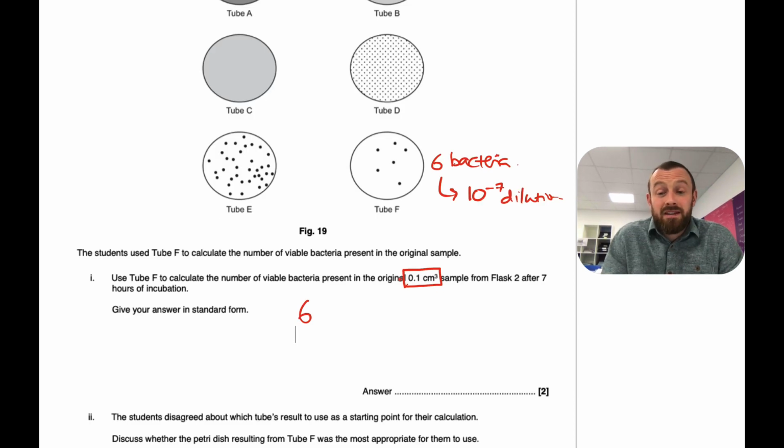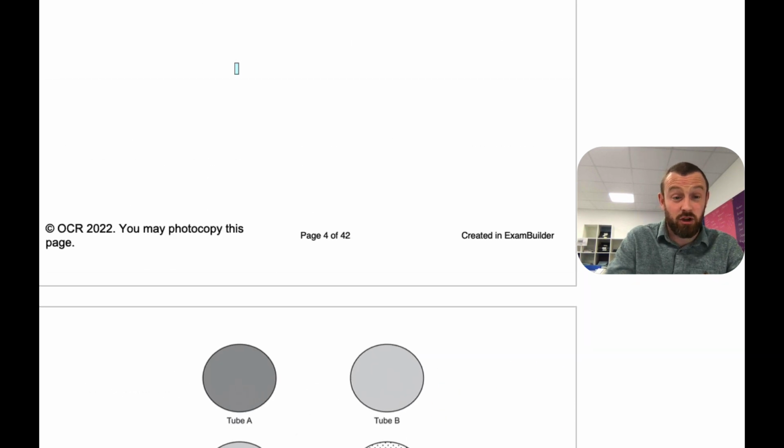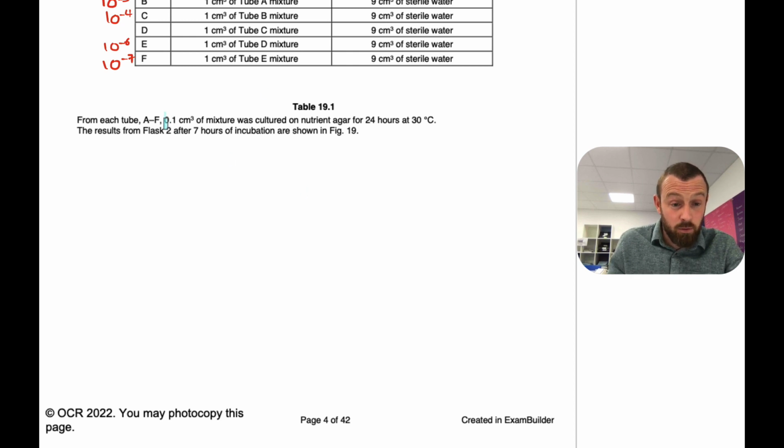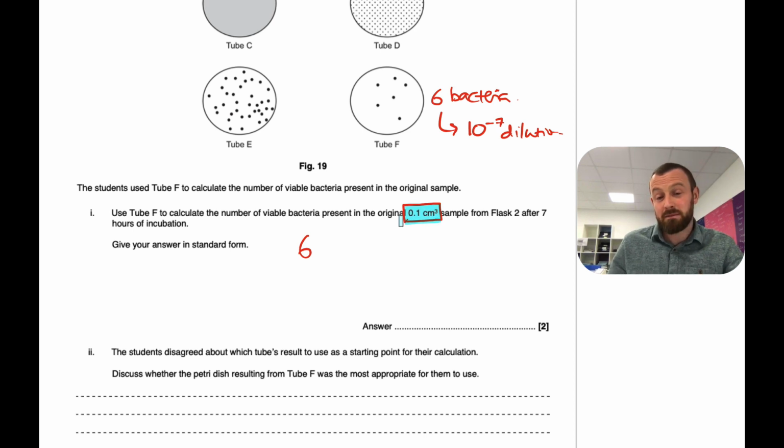Okay, so there were 6 bacteria in the 10 to the minus 7 dilution. And remember that what was put onto this plate here was 0.1 centimeters cubed. It says it right here. 0.1 centimeter was cultured on the nutrient agar. And it's asking us how many bacteria were in 0.1 centimeters cubed. So there's no extra maths to do with that volume that was added. So we just need to take 6 and times it by 10 to the 7 because it was a 10 to the 7 dilution. So the answer is 6 times 10 to the 7 bacteria.